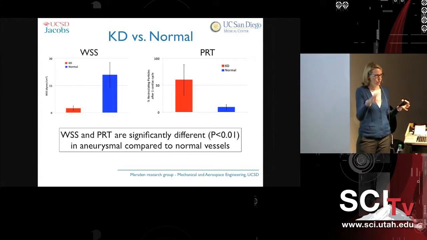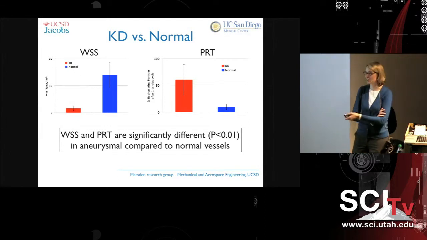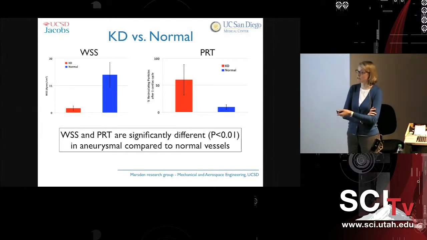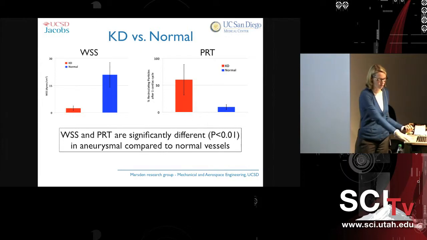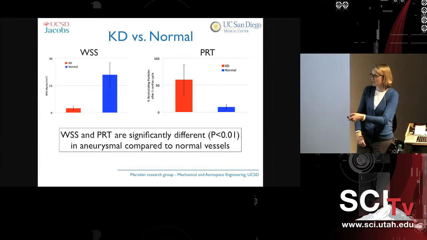We divided the patients, those patients that I showed you, looking at aneurysmal versus normal. We, of course, see a huge difference in flow conditions. This is showing difference in wall shear stress between aneurysmal, which is about an order of magnitude lower than normal, and particle residence time, which is much higher in the aneurysms compared to normal. So this result is fairly intuitive.